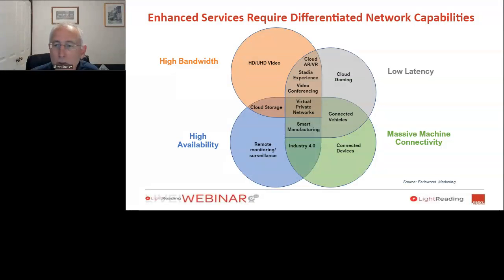At the center are virtual private networks. These networks need to provide high bandwidth for HD video and cloud storage, low latency for cloud AR, VR, and video conferencing, and then massive machine connectivity for that smart manufacturing, and also high availability to ensure 24/7 operation for the organization.